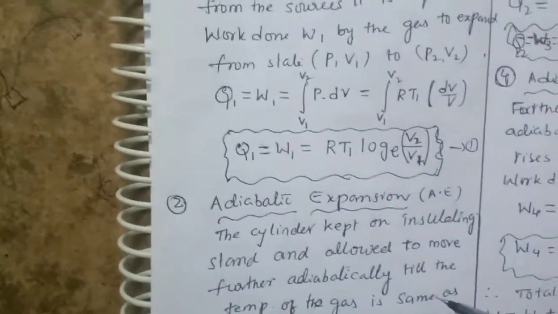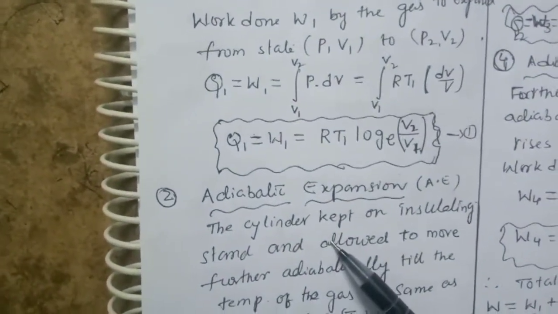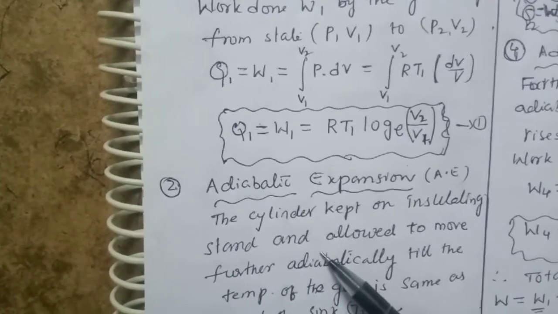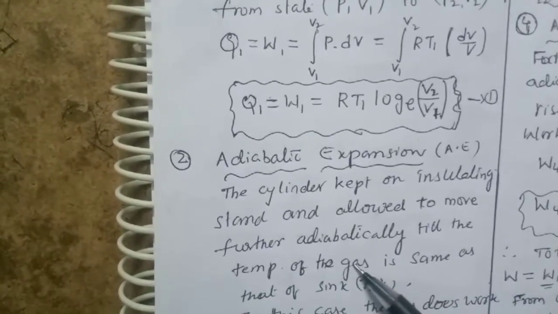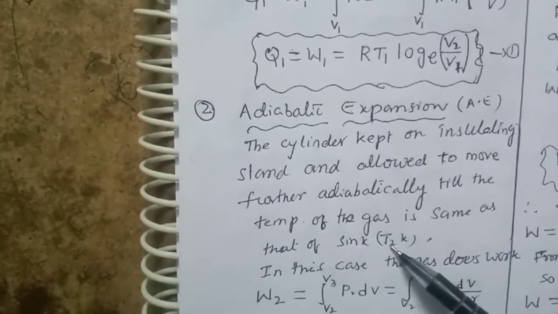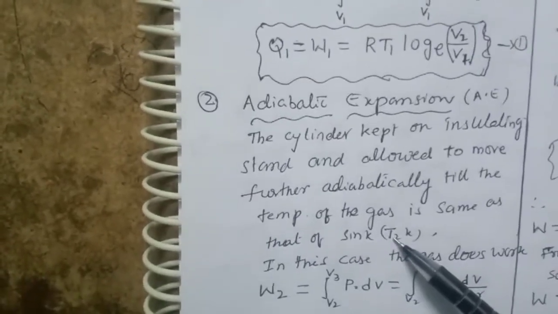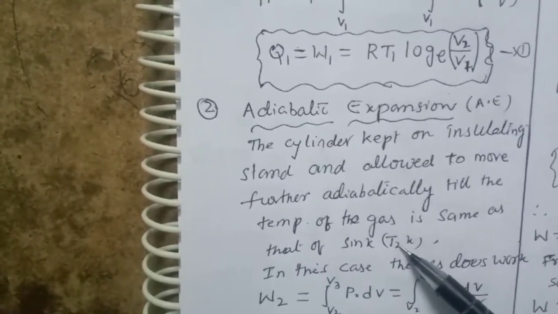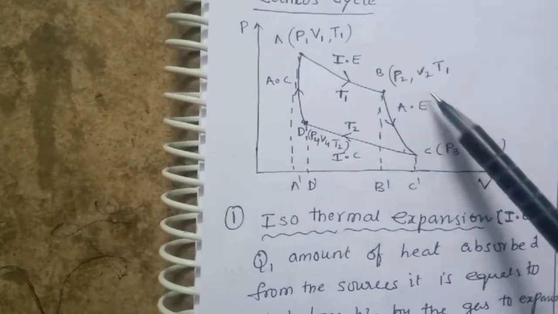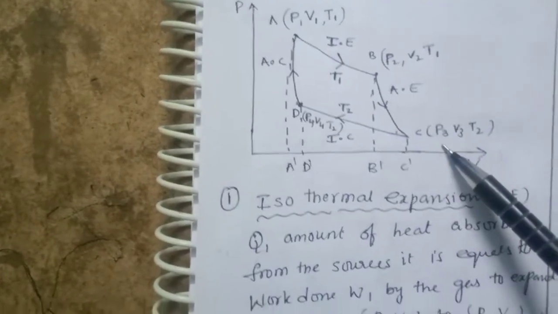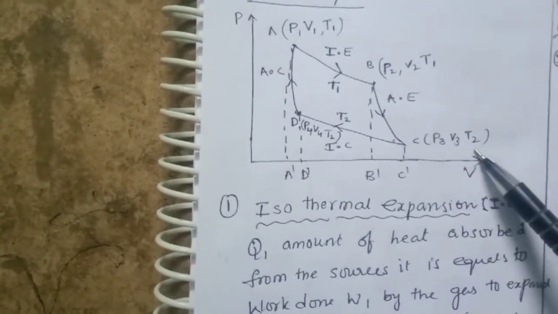And then the next process is adiabatic expansion. In this adiabatic expansion, we keep the system on an insulating stand, and it is allowed to move further adiabatically, so that its temperature becomes the same as the sink temperature T2. So in this case, the volume of the gas increases further from V2 to V3, and the pressure falls from P2 to P3, and the temperature changes from T1 to T2.